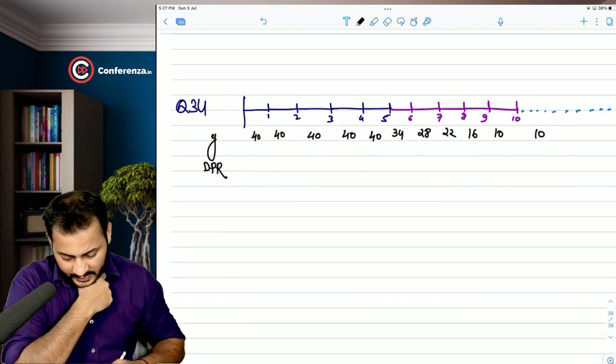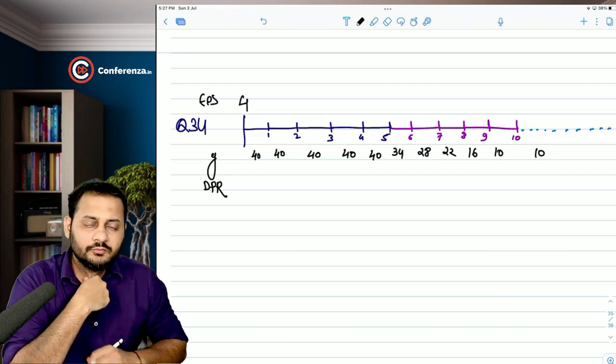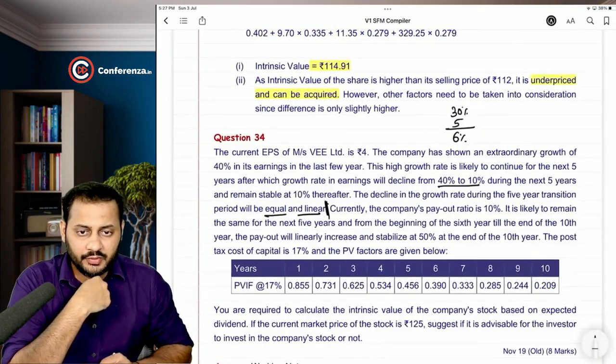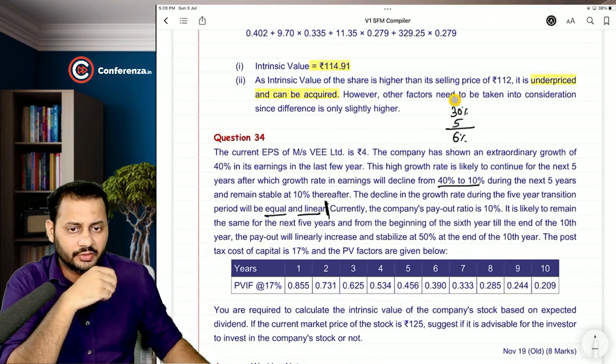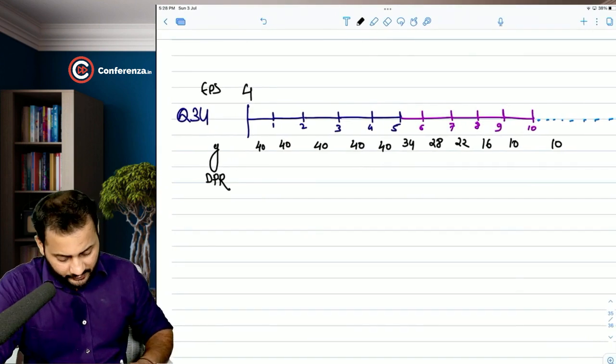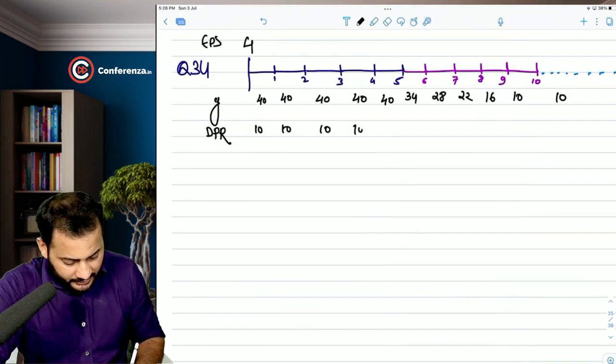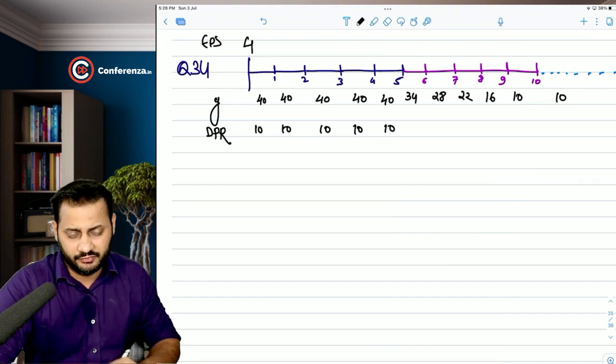Okay, the current EPS is given to you, which is 4 rupees. Now comes the dividend payout ratio. Currently the company's payout ratio is 10%, and it is likely to remain the same for the next 5 years. So the dividend payout ratio will be 10%, 10%, 10%, 10%, and 10% for the next 5 years. Okay.